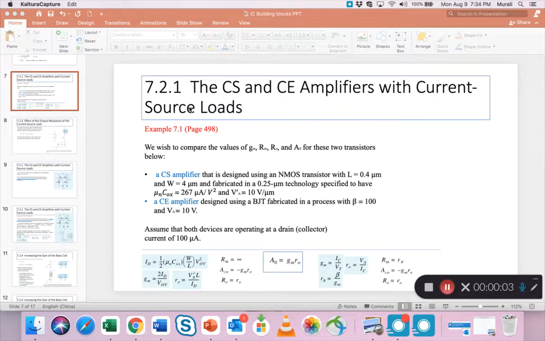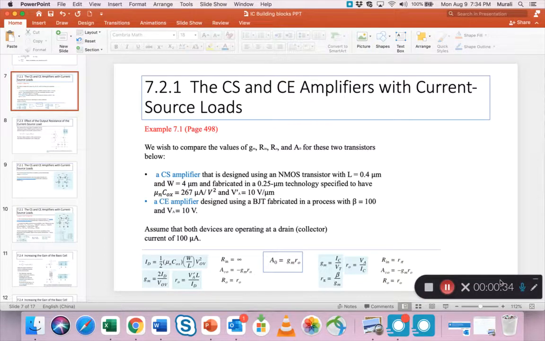Welcome back, class. So in this recording, let's try to look at problems associated with section 7.2 that I covered in my last recording. So 7.2 was the basic gain cell in an integrated circuit, a form of the gain amplifiers, CS and CE amplifiers. So let's look at some problems and examples from the textbook.